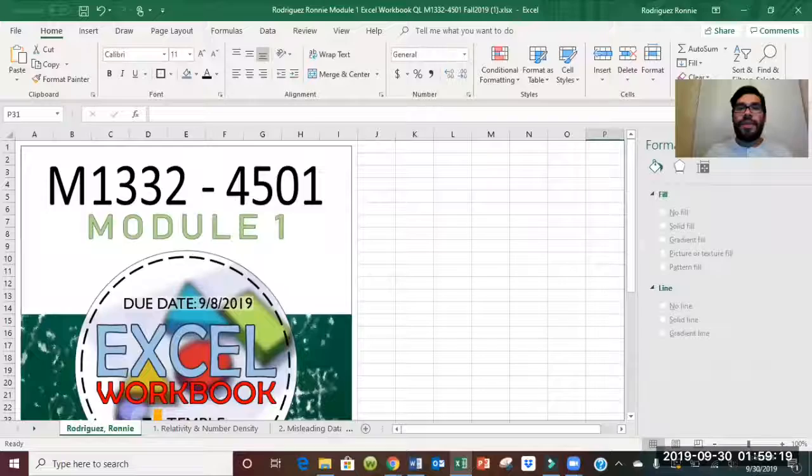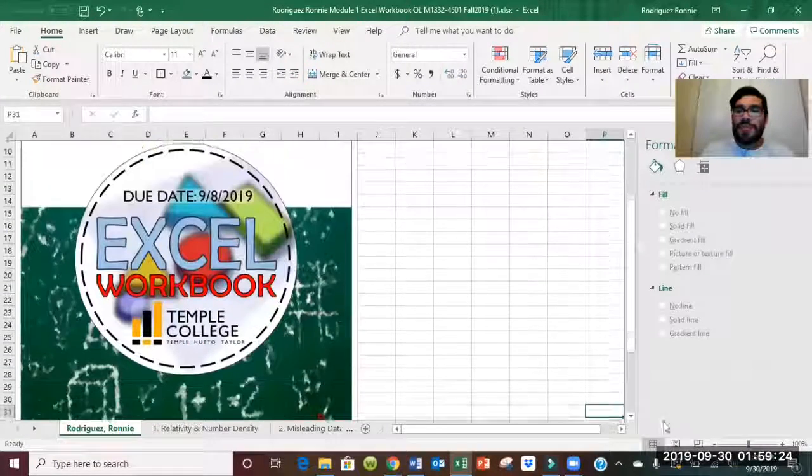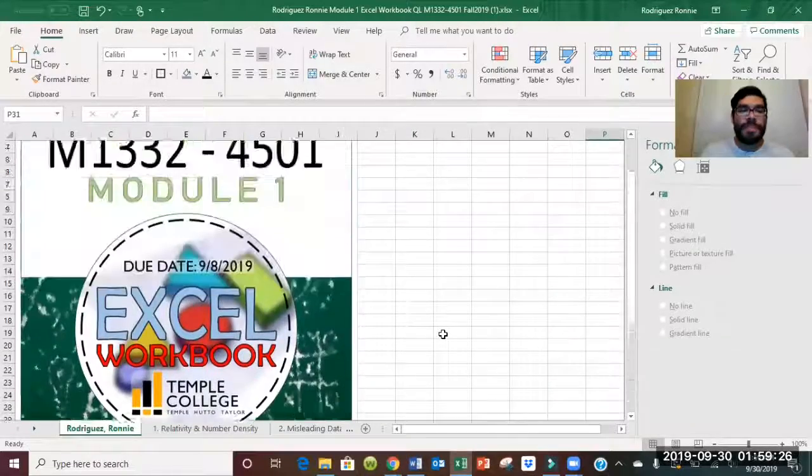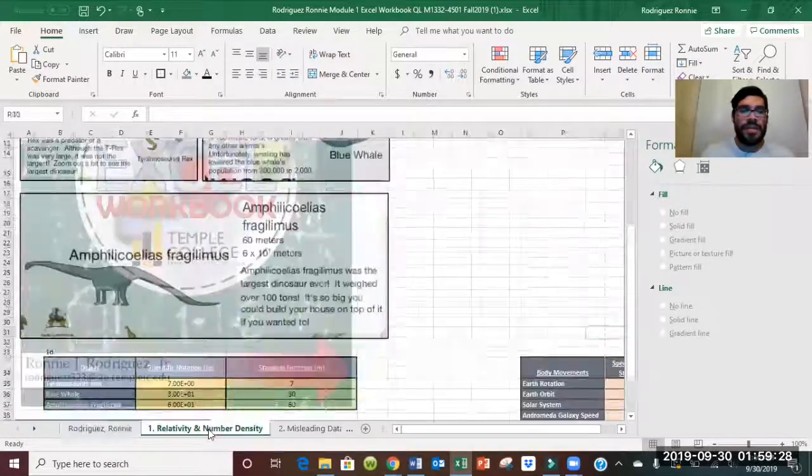I'm just going to take you scenario by scenario, sheet by sheet, and explain. So I have a relatively small laptop screen, so there's going to be a lot of scrolling and zooming here. This is my cover sheet.